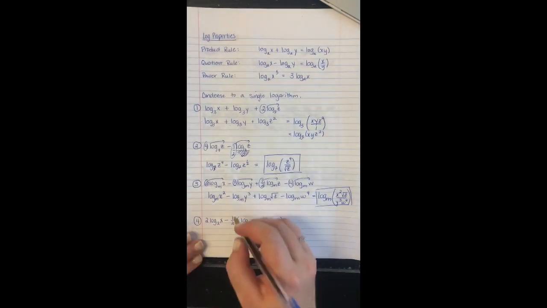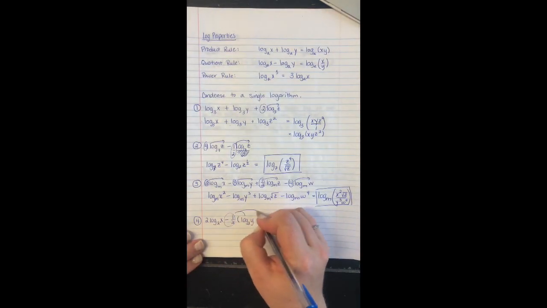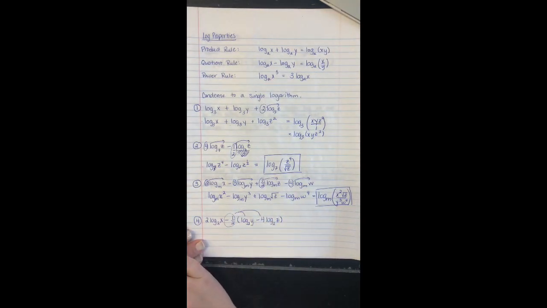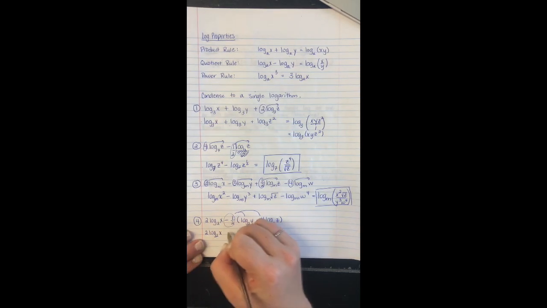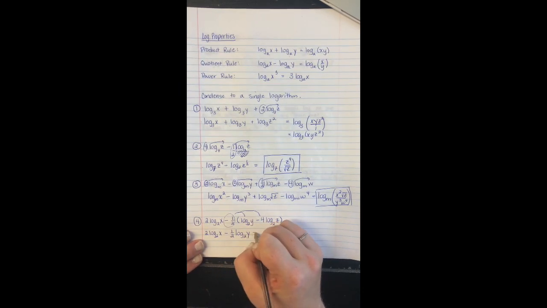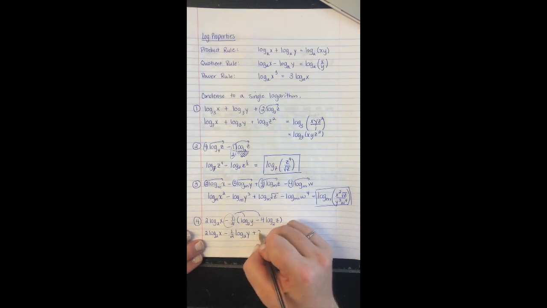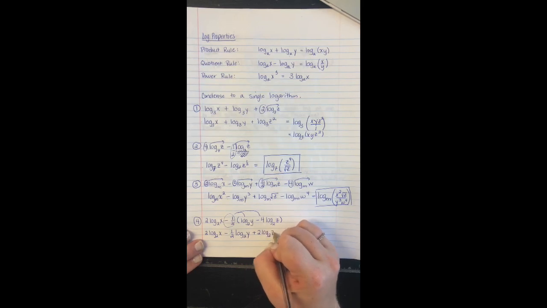Okay, one last one. I'm going to start by distributing the negative 1/2 inside the parentheses to get rid of those parentheses. I'm going to have 2 log base 2 of x minus 1/2 log base 2 of y plus 1/2 times 4 is 2 log base 2 of z.